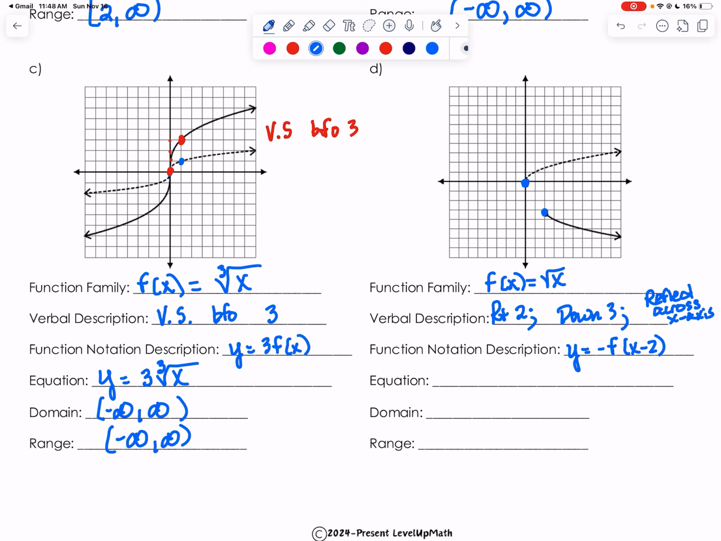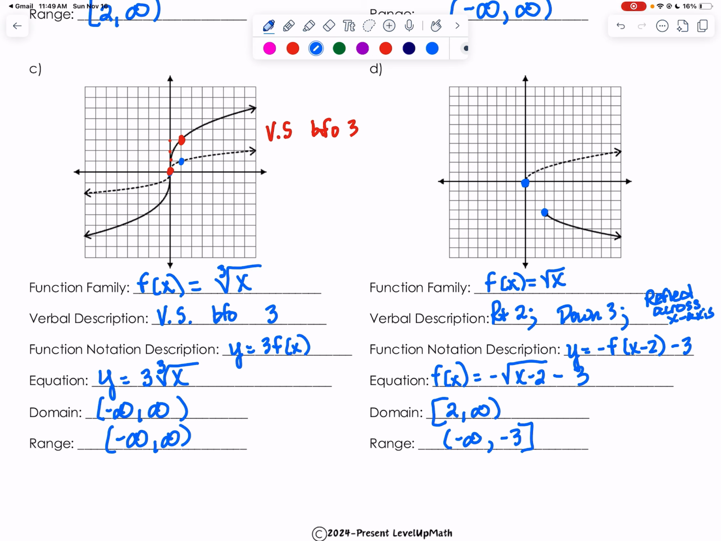because we went to the right 2, and then minus 3 because we went down 3. Now the equation for this will be f of x equals negative square root of x minus 2, minus 3. So our domain would be positive 2 to infinity. But be careful on the range because this branch is opening down. That means our smallest y value is negative infinity, and our largest y value is negative 3.